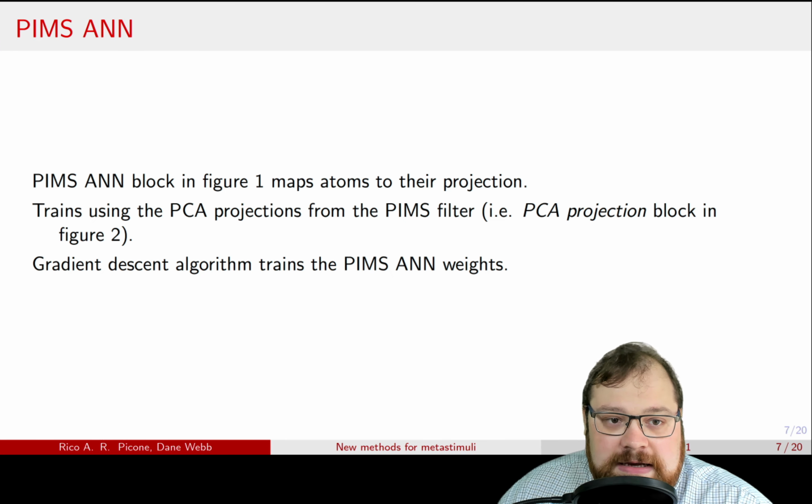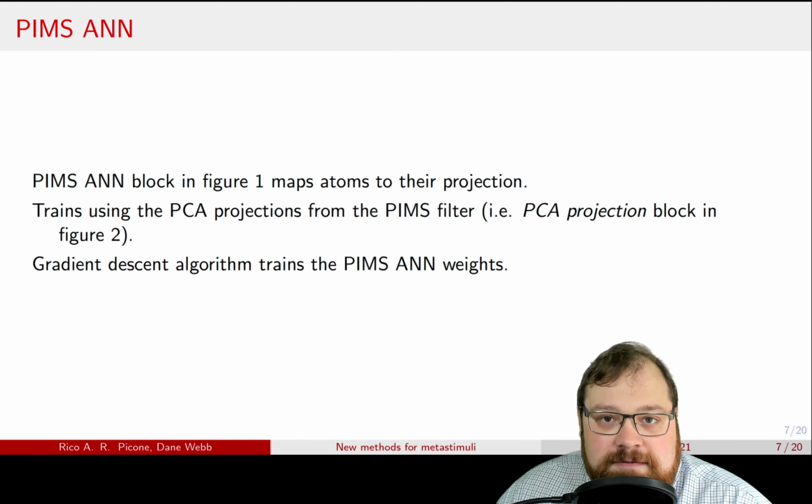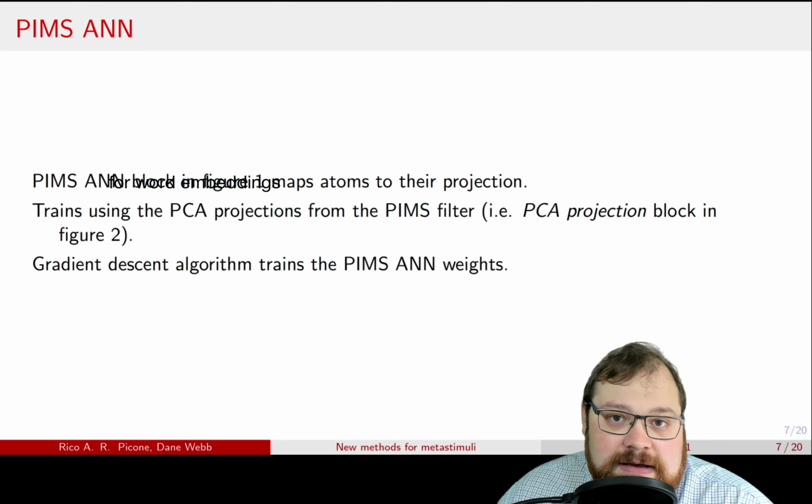The PIMS ANN block in figure 1 maps atoms to their projection. It trains using the PCA projections from the PIMS filter, i.e. the PCA projection block in figure 2. And the PIMS artificial neural network weights are trained via a gradient descent algorithm.